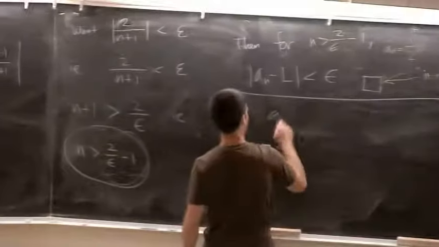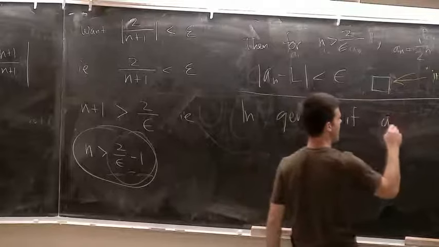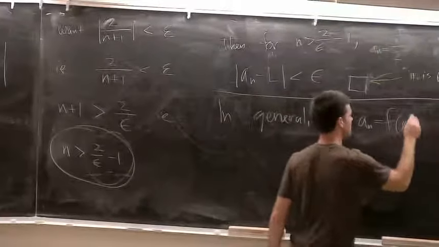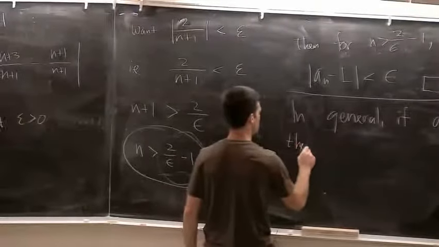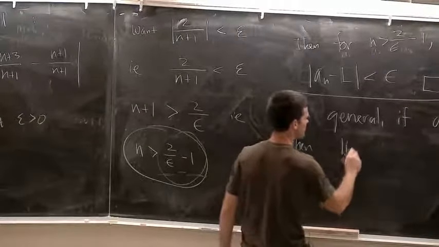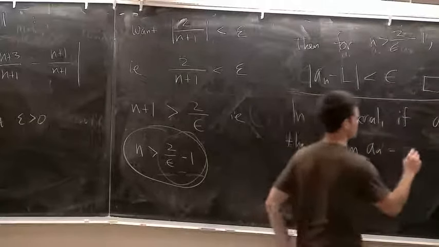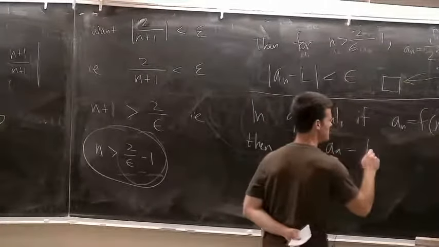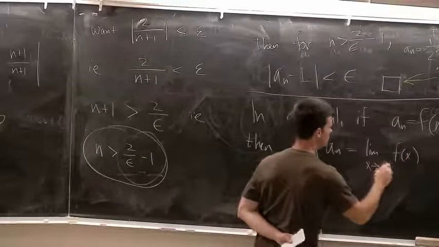So that's a general property. In general, if for a_n you can write some formula, it's some function of n, then looking at the limit of the sequence as n goes to infinity is the same as just looking at the limit of the function f of x as x goes to infinity.